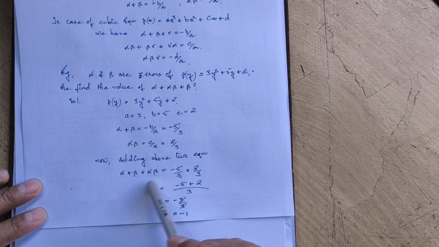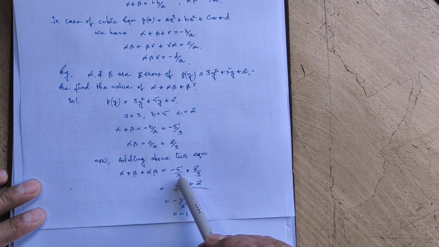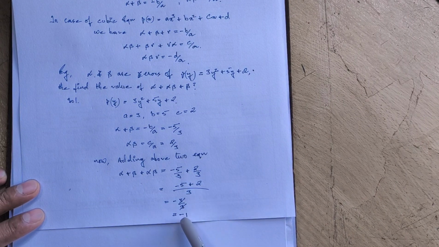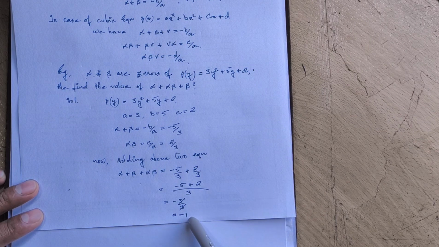Now adding the above two equations, we get alpha plus alpha beta plus beta equals minus 5 by 3 plus 2 by 3. So minus 5 plus 2, that is minus 3 by 3, we get minus 1. That means alpha plus alpha beta plus beta equals minus 1.